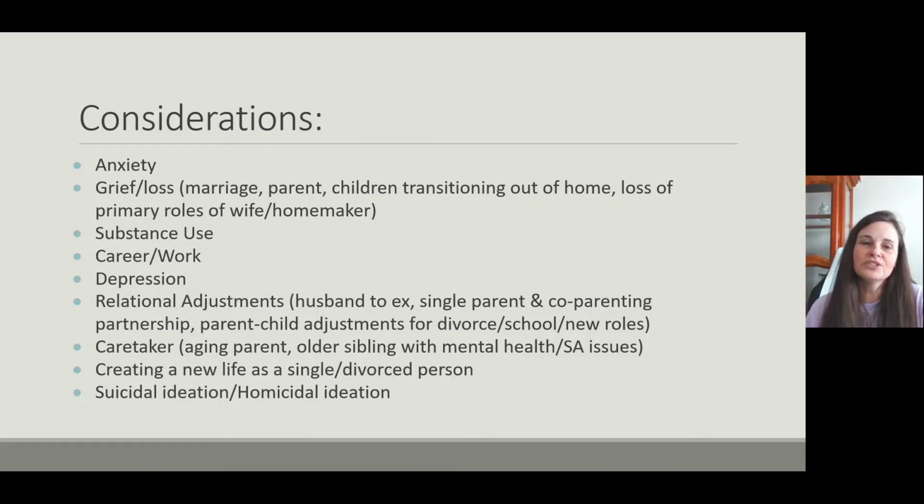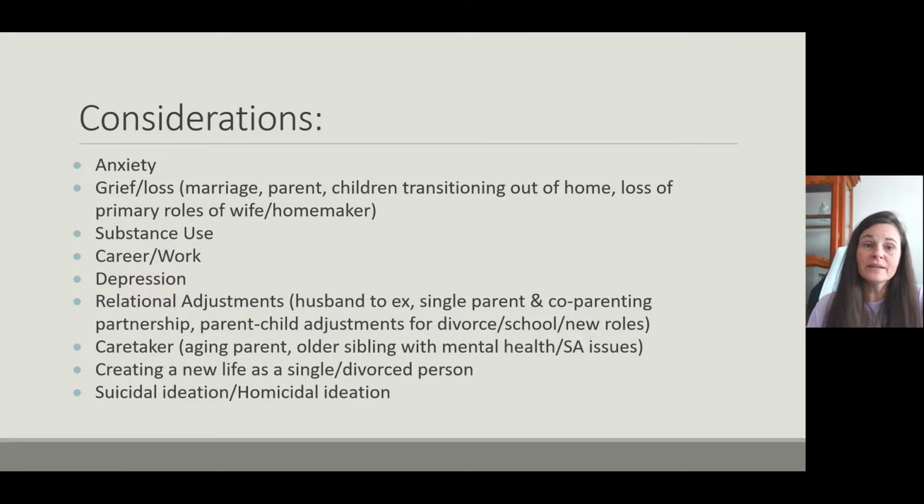There can be some relational adjustments. She's going from her husband, or a spouse, to an ex. She's moving to a single parent and co-parenting partnership. So that relationship's changing. She's going to have parent-child adjustments because of the separation, the divorce, with the kids going into school, and then just new roles that everybody's going to be having. So there's a lot of a time of adjustment that's happening there. I really would want to do some diving in there to explore what's going on.